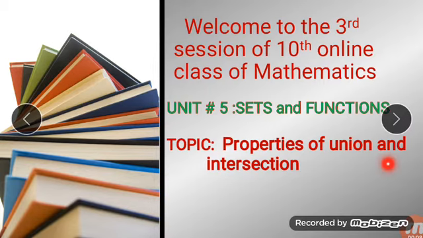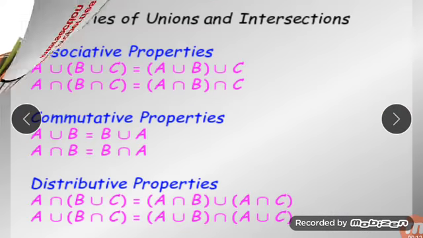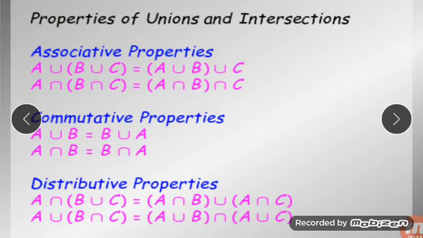Today we have to continue with unit 5, sets and functions, and the topic for today is properties of union and intersection. So let's begin with the topic: properties of union and intersection.